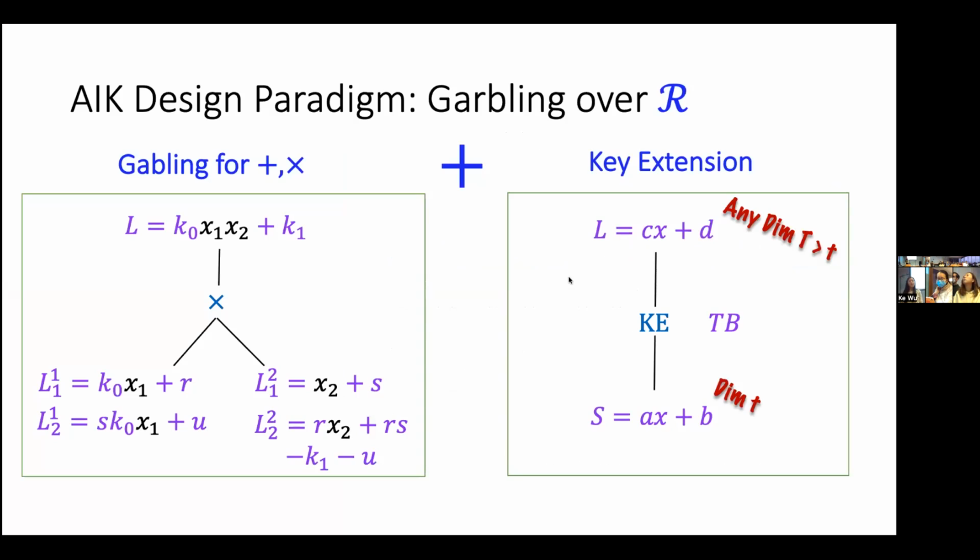All right. AIK says that if you want to garble an arithmetic circuit over a ring, all you need to do is two things. One is to be able to garble individual addition and multiplication operations over the ring. The second is to design a key extension gadget over the ring. Let me tell you what they are.